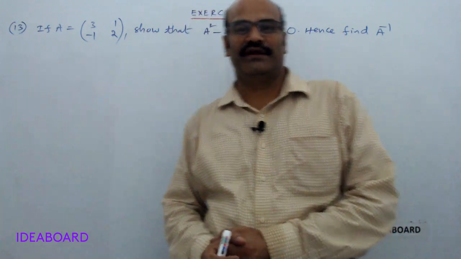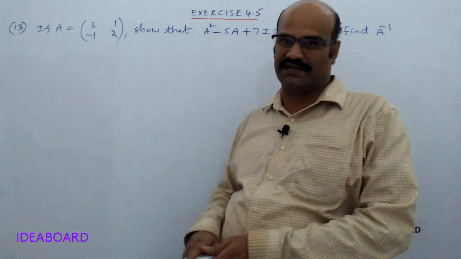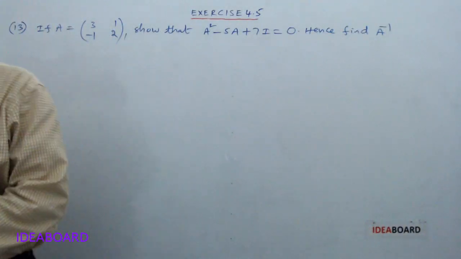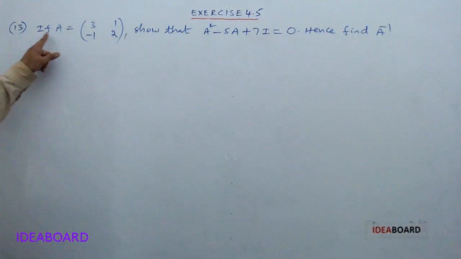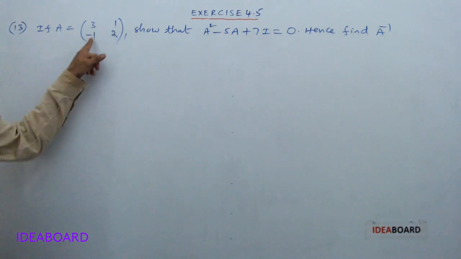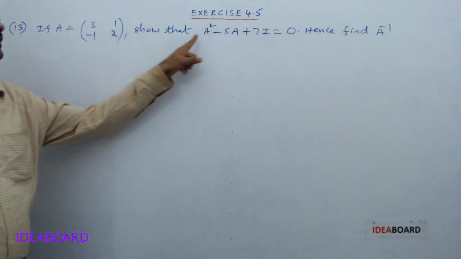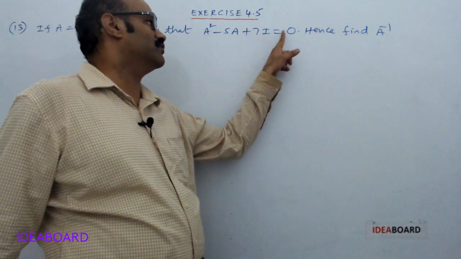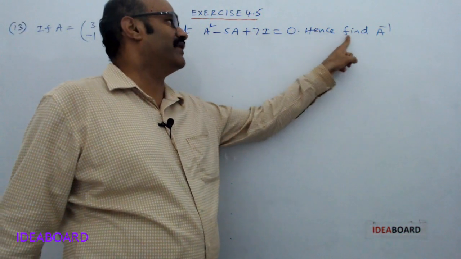Hi students, today I am doing problems from exercise 4.5. 13th problem: if A equal to [3 1; -1 2], show that A square minus 5A plus 7I equal to null matrix. Hence find A inverse.